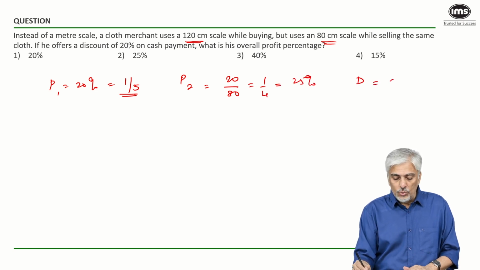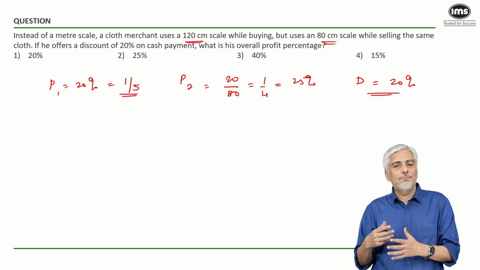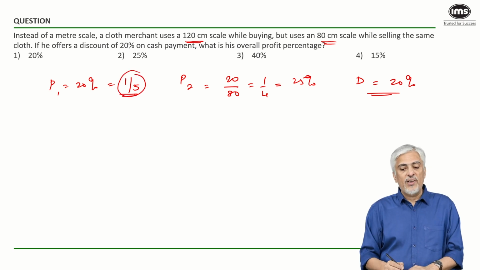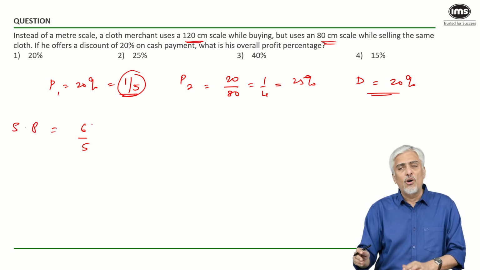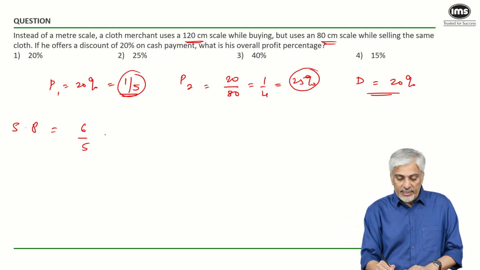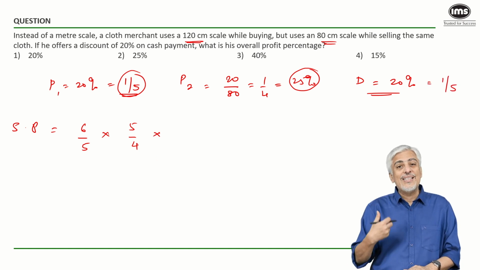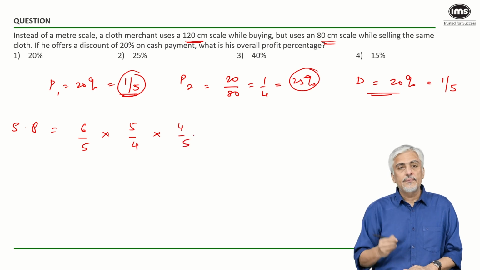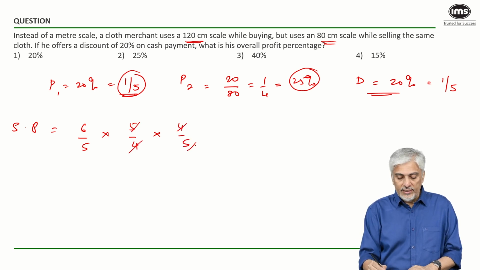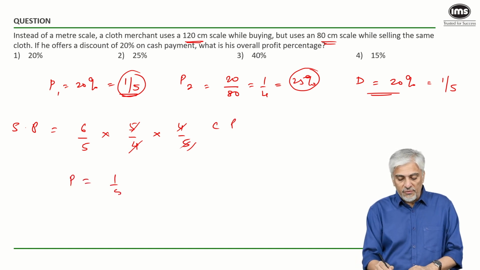And third, he offers a discount of 20%. Now, use fractions. So, suppose whatever was his price, doesn't matter. If he makes a profit of 1 by 5, it will become 6 by 5. So, his selling price will be 6 by 5 of the cost price. He gets one more profit of 25%. 25% is 1 by 4. So, if it becomes profit, it will become 5 by 4. And last, he gives a discount of 1 by 5. So, when you give a discount, it becomes lesser, into 4 by 5. 4, 4 cut, 5, 5 cut. Selling price is 6 by 5 of the cost price. So, profit is 1 by 5 of the cost price, which is 20%, which is the first option.